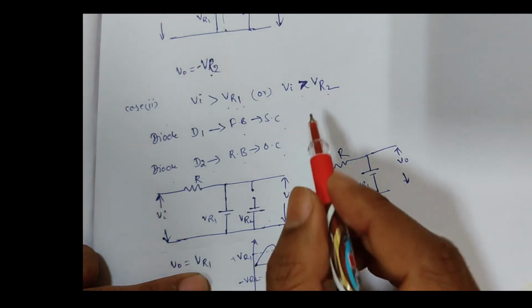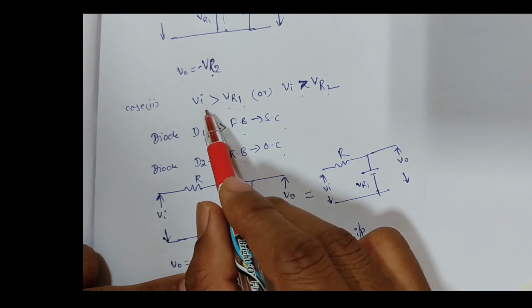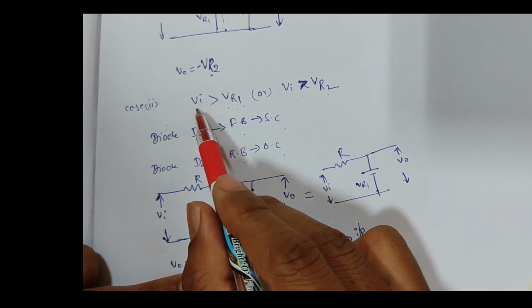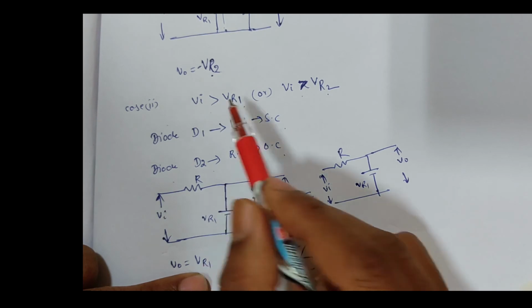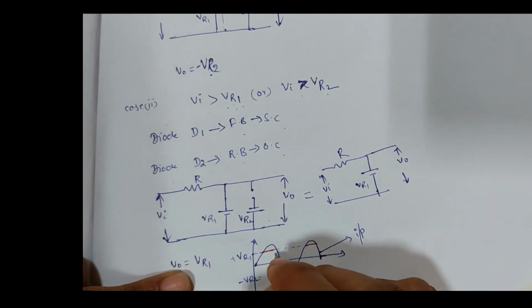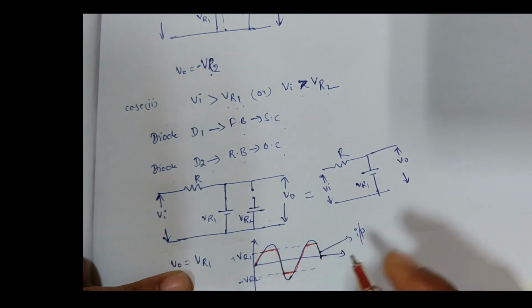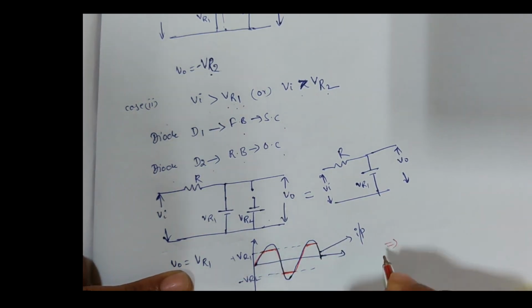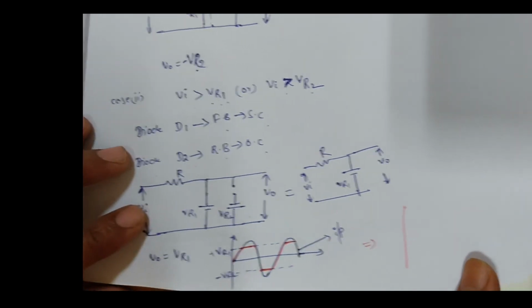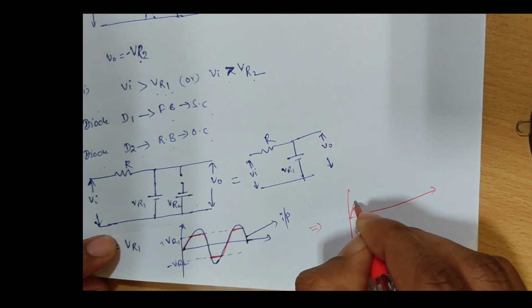And here above the VR1, in this case what we can write? Above the VR1, we are getting it equals VR1. Above the VR1 is this one. So this part we are getting. So we can draw the output like this. We can write the output waveform.